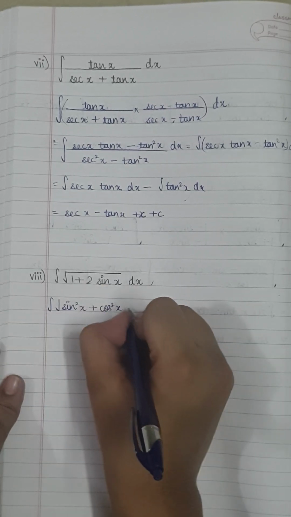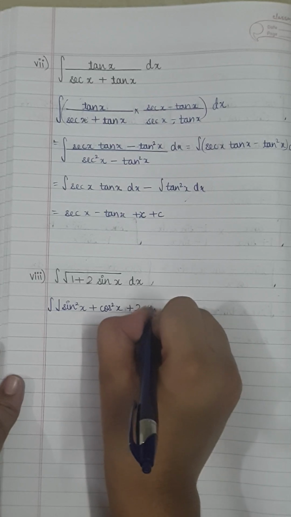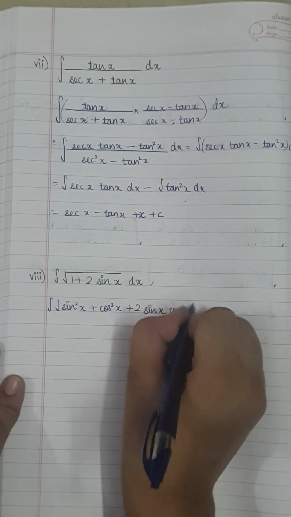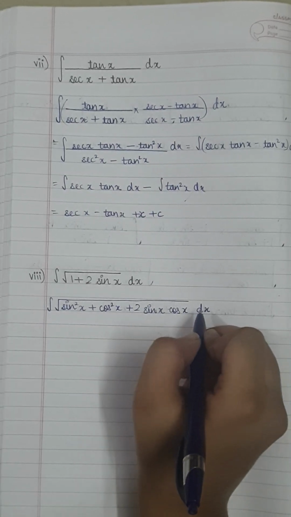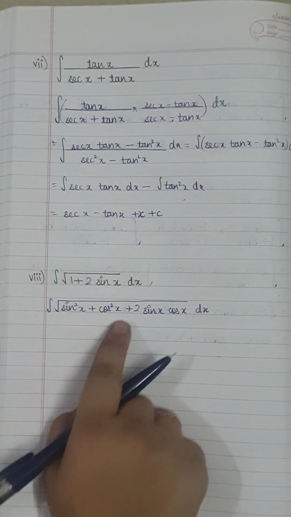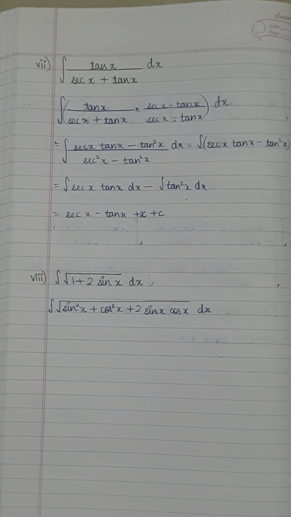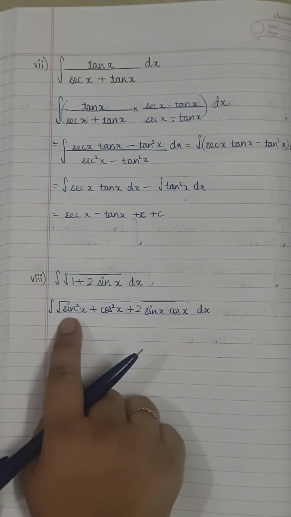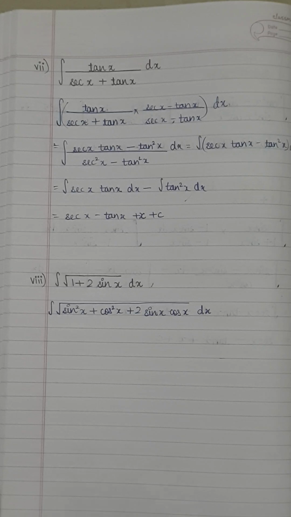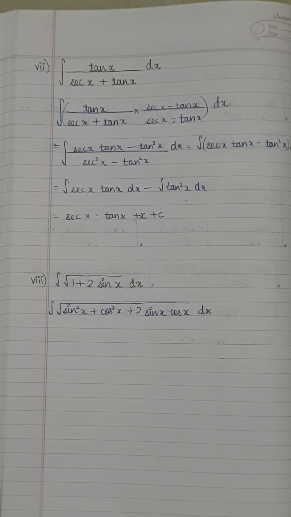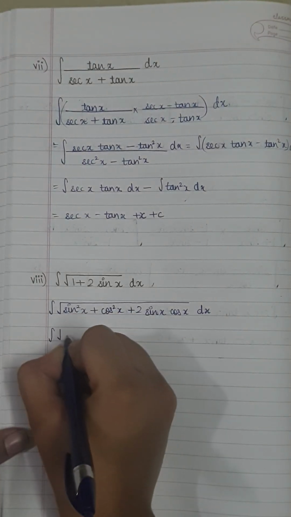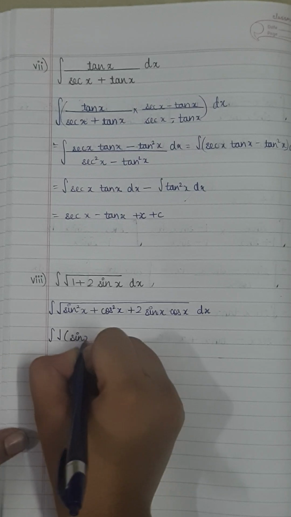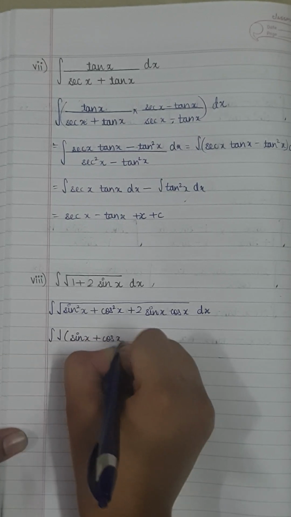And 2 sine x can be written as 2 sine x cos x into dx. Now if you look at it, sine square x plus cos square x plus 2 sine x cos x. Doesn't ring a bell? No worries. Let's write sine as a, cos as b. That gives you a square plus b square plus 2ab. What does that remind you of? A plus b the whole square, correct? So what will we write that as? We'll write it as under root of sine x plus cos x the whole square.